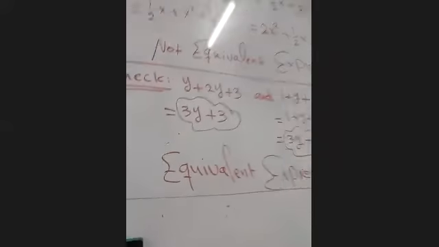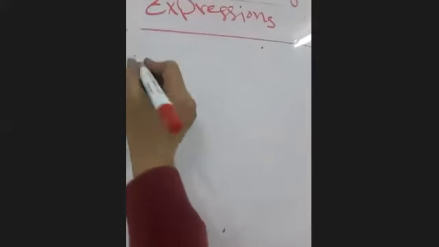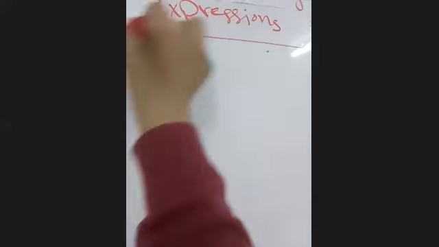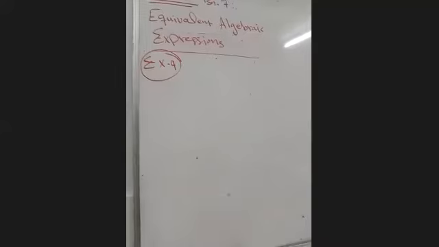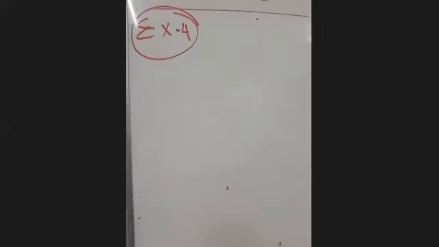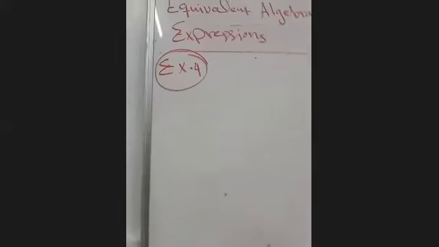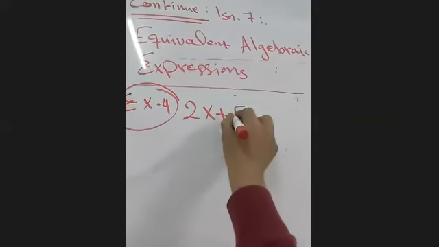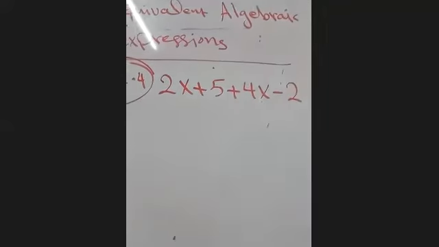Now, let's move to example 4 together. Example 4. Simplify 2x plus 5 plus 4x minus 2.